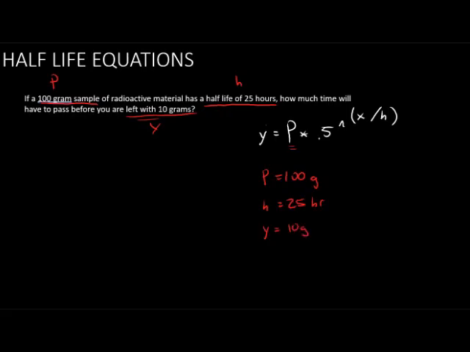Therefore, we know Y, we know P, and we know H, but we don't know X. Notice that we are asked about the time. We'll let x be our unknown, and we'll let everything else get plugged in. We'll begin on the left with y. Y is 10, which is equal to p, which is 100, multiplied by 0.5, raised to the x over the h, which is 25.